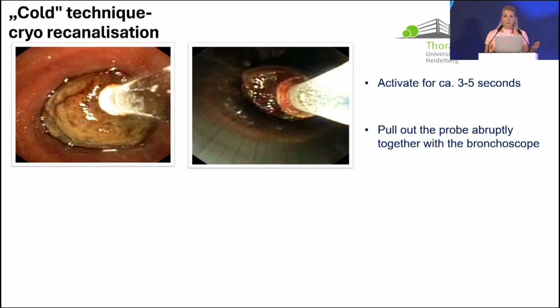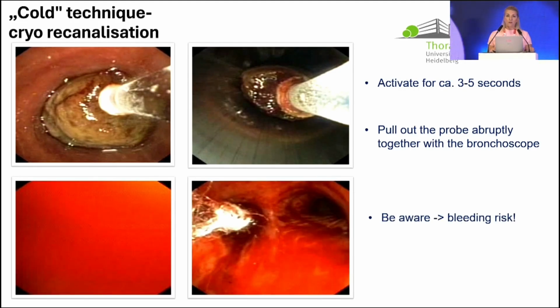Activate for a few seconds. The longer we activate, the bigger the chunks of tumor that we remove. 3 to 5 seconds, we might activate longer. And pull out the probe abruptly, because we need force to remove it together with the bronchoscope.